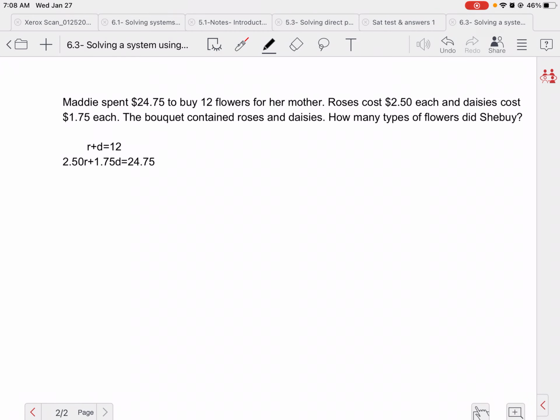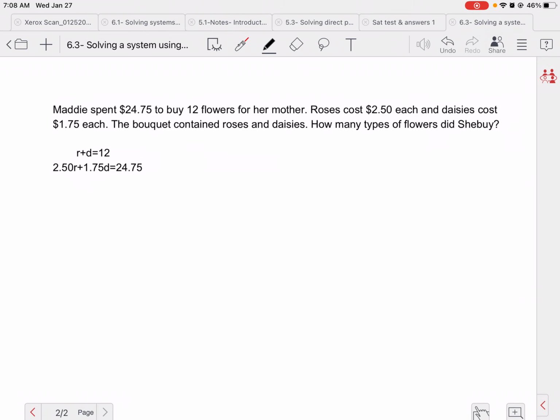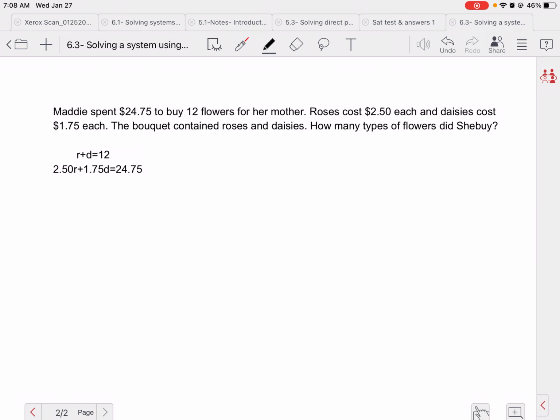So Maddie spent $24.75 to buy 12 flowers for her mother. Roses cost $2.50 each, and daisies cost $1.75 each. The bouquet contained roses and daisies. How many types of flowers did Maddie buy? Apparently I can't keep names straight. I know I've done this on the last several notes, so we'll change that to Maddie.